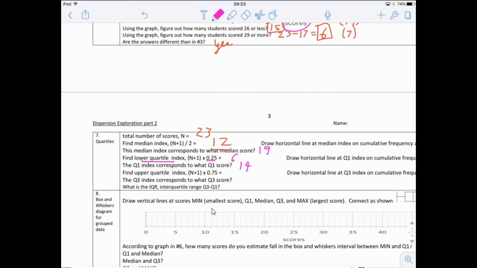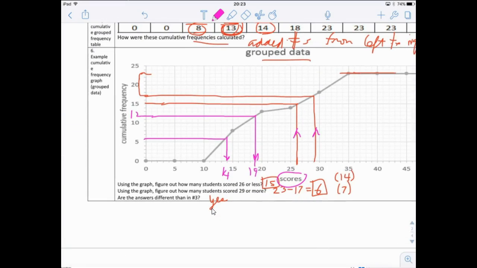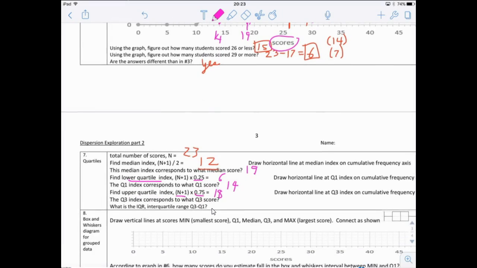Then we take the upper quartile index, which is 3/4 times 24, and that gives us 18. We do something similar. We go up to 18, hit the line, and then go down, and that gives us 30. So the Q3 score that corresponds to the index of 18 is 30, right?